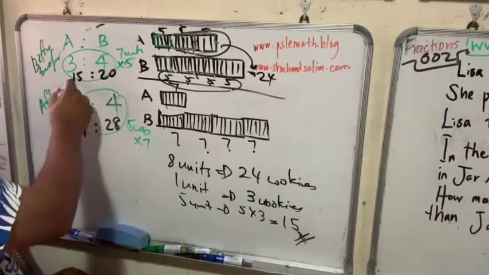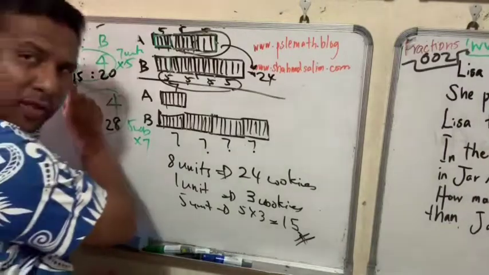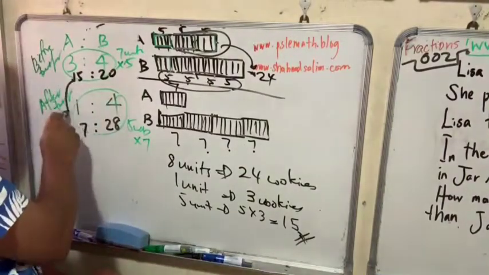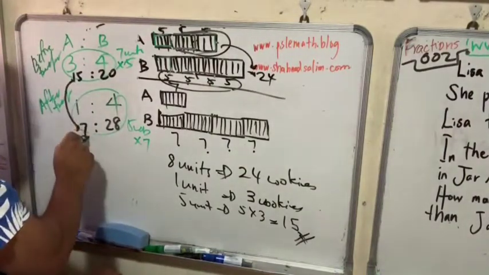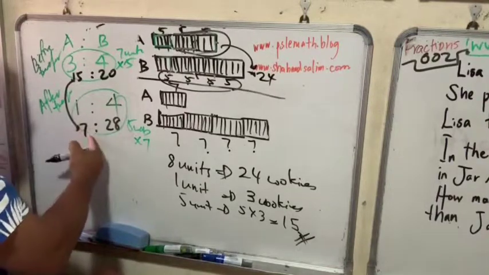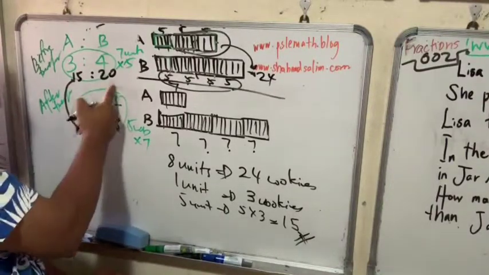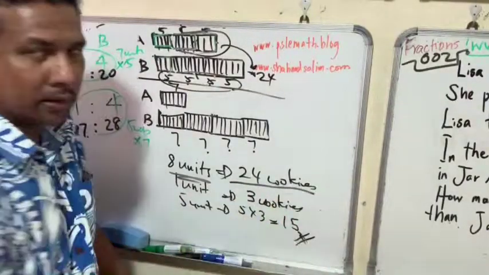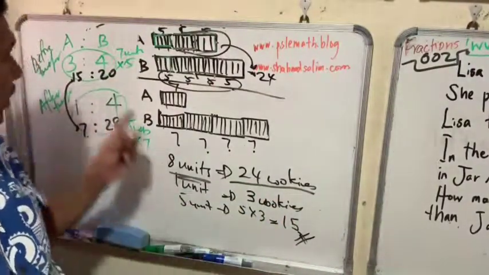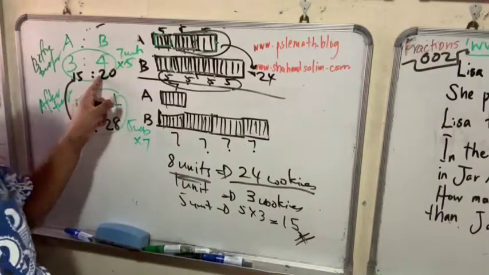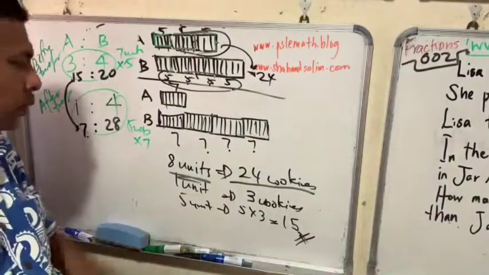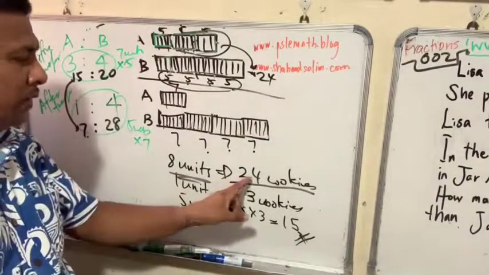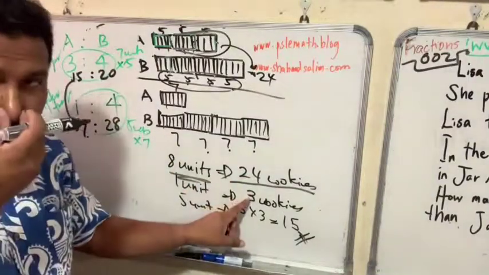So can you see when you reduce from 15 to 7, you have to minus 8 to get 7. And when you minus 8, that 8 units go to B, you plus 8. This means 8 units is 24 cookies, because he transferred 8 units. 1 unit, you take 24 divided by 8, you get 3 cookies.